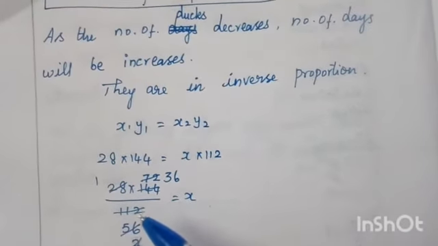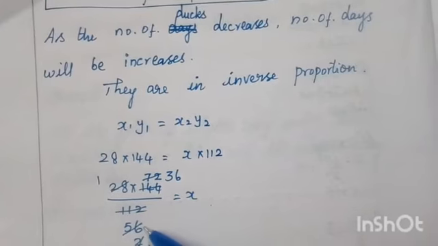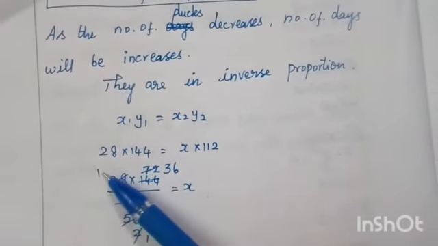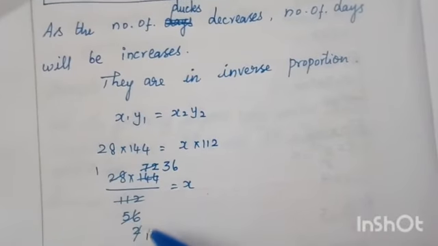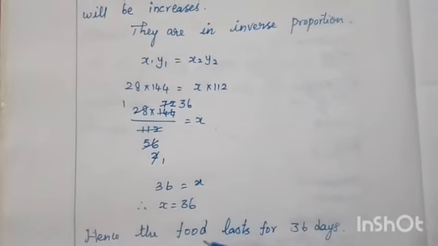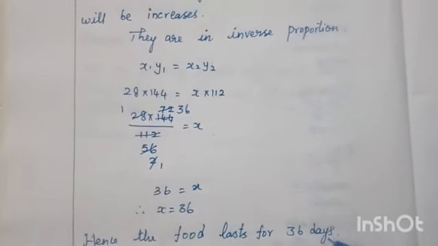First the 2 table: 5 2s are 10, balance 1; 6 2s are 12; 7 2s are 14; 2 2s are 4. Then directly I used 28 one time, it is 2 times. Then 2 table, 1 time, it is 36. So x equals 36. So hence the food lasts for 36 days.